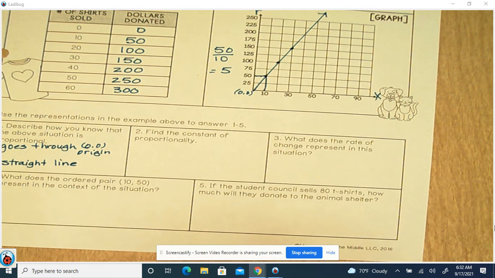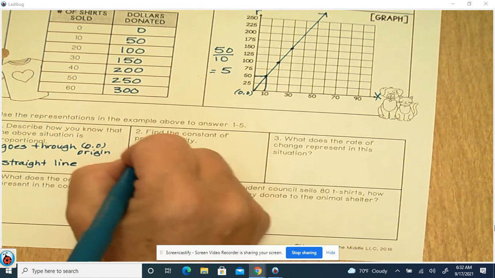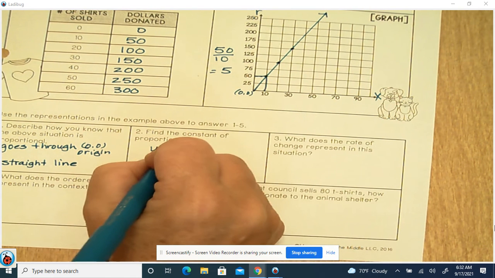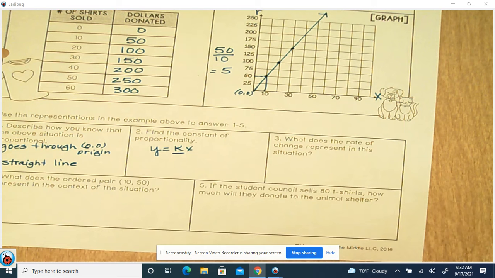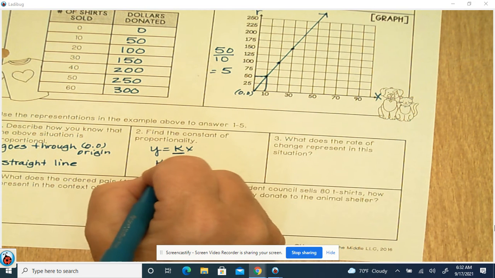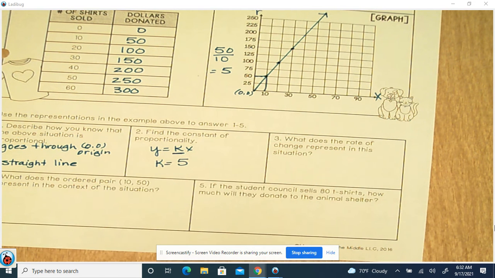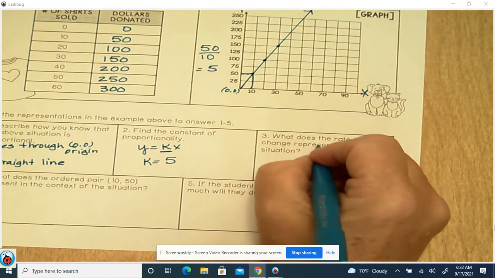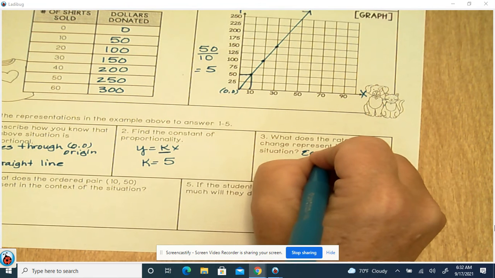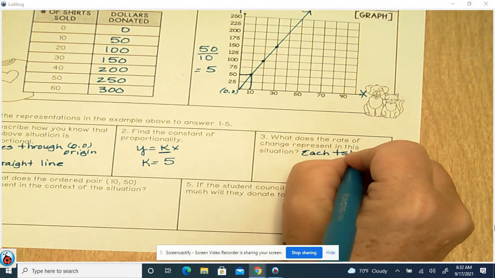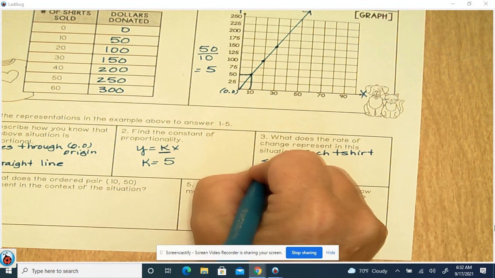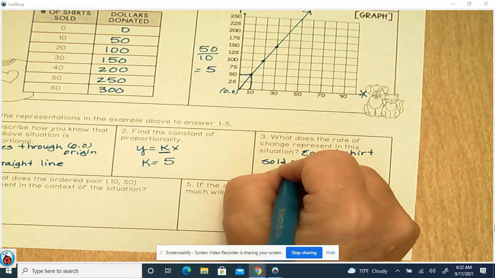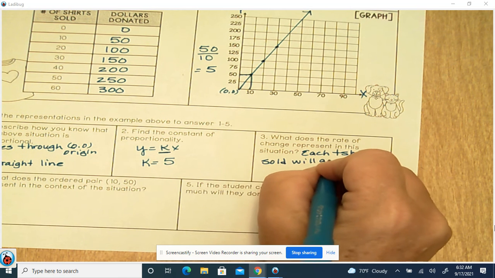And the constant of proportionality for that, which we have done several times up here, where we say the equation is y equals kx, where k is the constant. And we know that the constant for this one is 5. And number 3 says, what does the rate of change represent in this situation? It says that each t-shirt sold will give you a $5 donation.